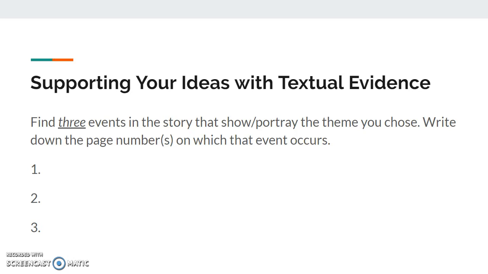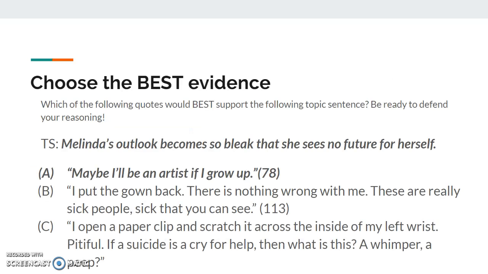Preferably, you want word for word snippets. So you want to take actual textual evidence, quotes from the text. Once you've copied your quotes in, you need 3. You want to make sure that the quotes you're using are the best to support what you're saying. So choosing the best evidence is honestly more important than having exact quotes.